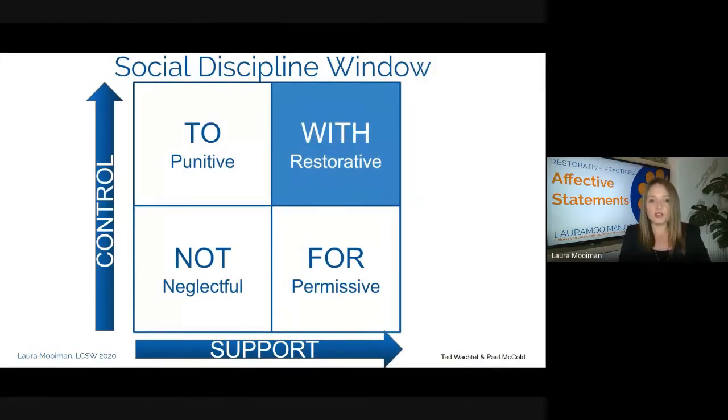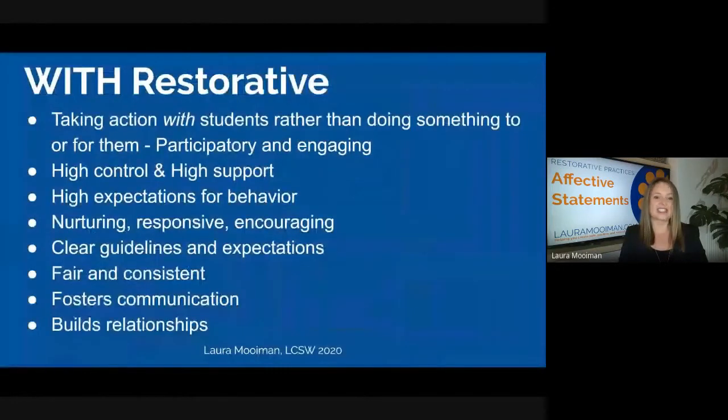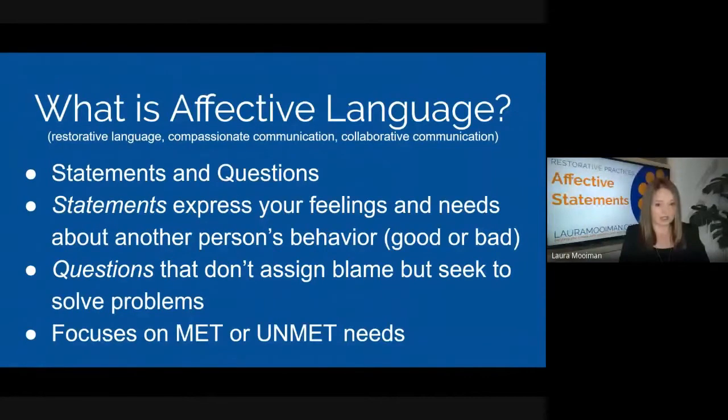So with restorative, we're doing things with the students. We're strict but fair. We're fun, but it's a controlled thing. High expectations. And part of that would be that if kids aren't participating, we still hold them accountable, but we understand why, right? We're nurturing, fair and consistent, and we're always seeking to understand. So affective language, it's both the things we say in statements and it's questions. The statements we're really looking at expressing the way that we feel.